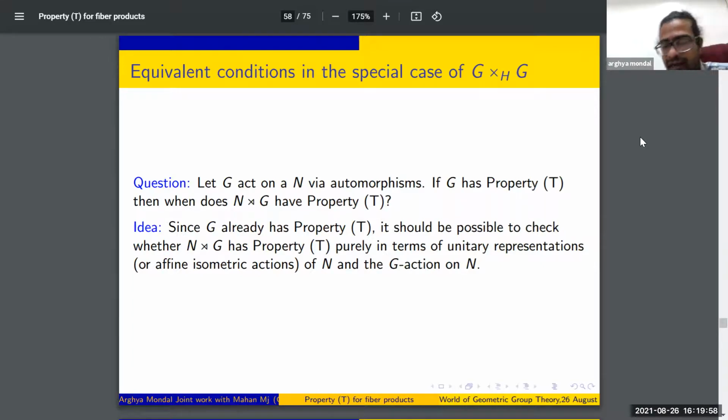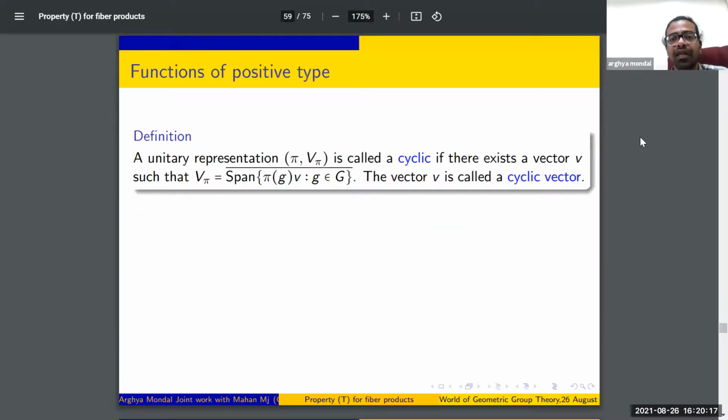Okay. So I defined property T as a property of all unitary representations of G, but property T can also be expressed as a property of a subcollection of all unitary representations. This subcollection is the subcollection of cyclic representations. So what is a cyclic representation? A representation is called cyclic if there exists a vector such that you look at the image of this vector under the G action, take its span, take its closure, and it will give you the whole space. And in this case, the vector v is called a cyclic vector.